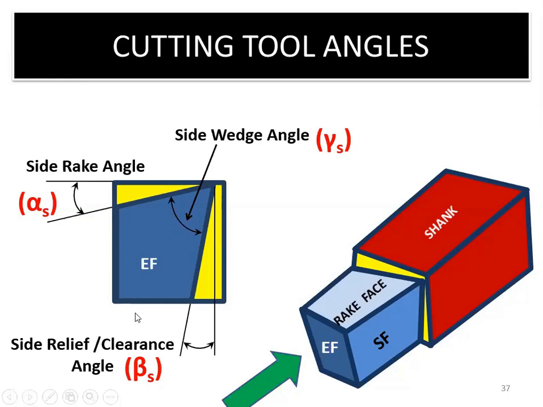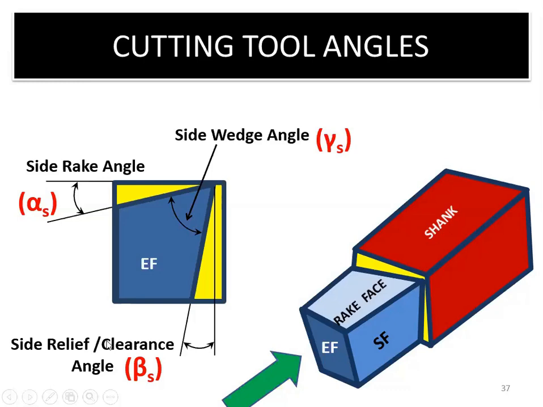Third angle is your side relief or clearance angle. Dear students, as we have talked, this is the side cutting edge angle, and this is your side flank. So this side flank is taper from top to downward, as you can see through this yellow area. It is taper inside. Why is it taper? To give sharpness to this cutting edge. So we have made it this much taper. This is known as clearance because it avoids the rubbing of this face with the workpiece machined surface.